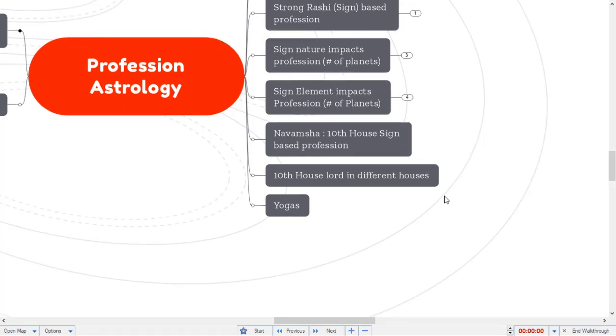The next aspect is to look at the 10th house lord in different houses. For example, if the 10th house lord goes in the first house, your lagna, what does it mean?